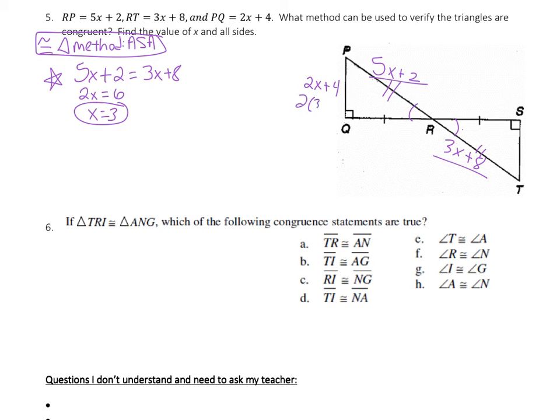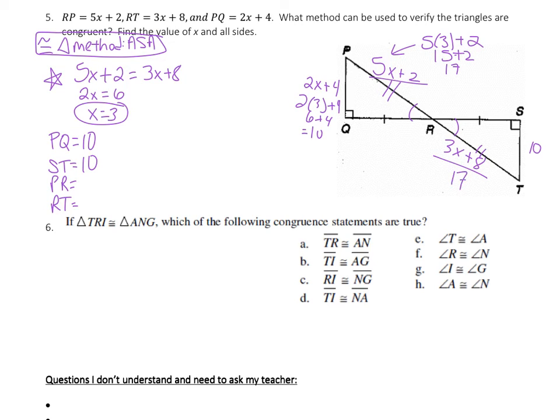This would be 2 times 3 plus 4, so 6 plus 4 is 10 for PQ. And since PQ is 10 and ST is going to be congruent to it, we know that that will also be 10 over here. When we put in our 3 into our x for the two hypotenuse, we have 15 plus 2, so we get a 17 for both of those sides.